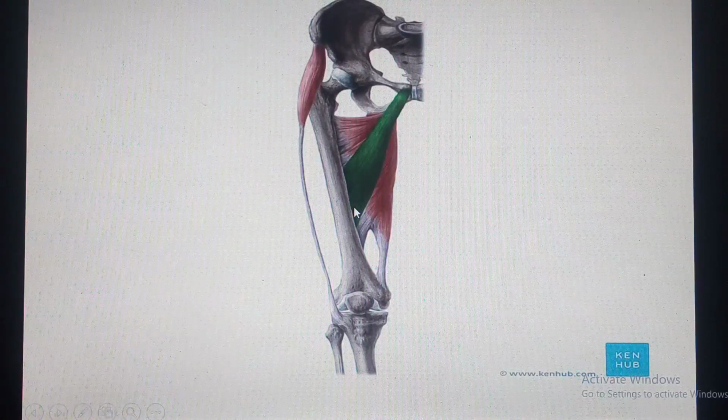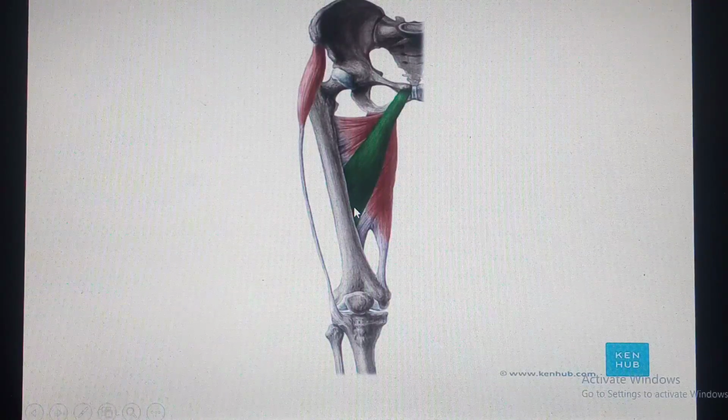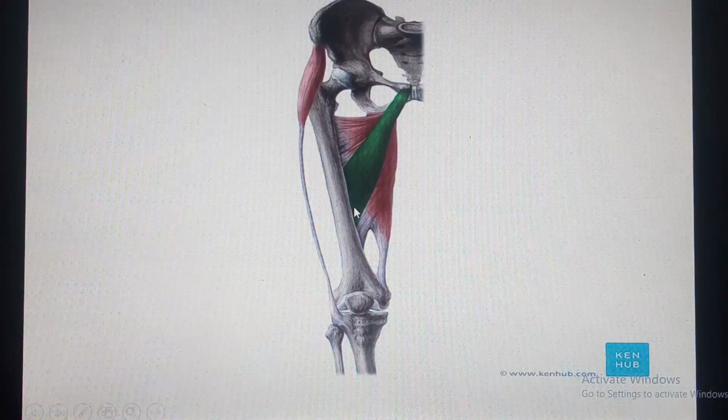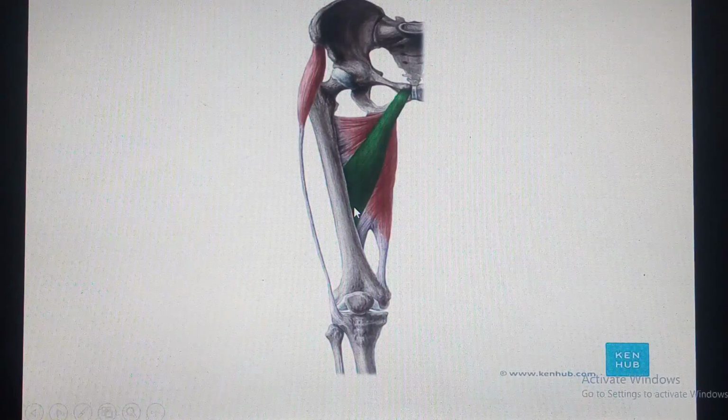So this muscle is very important when it comes to adduction, because I already told you that this muscle is going to help in adduction, as well as also helping in flexion of the thigh. I'll actually show you what this adduction is and explain it.